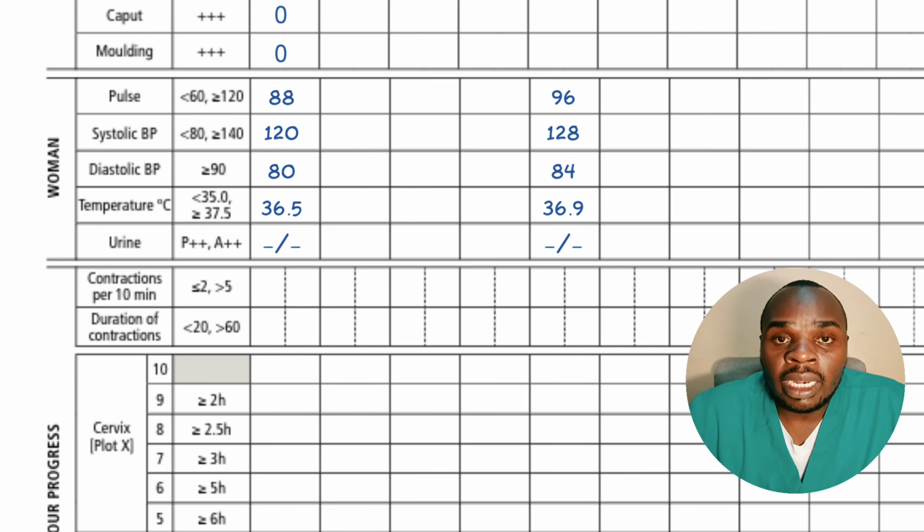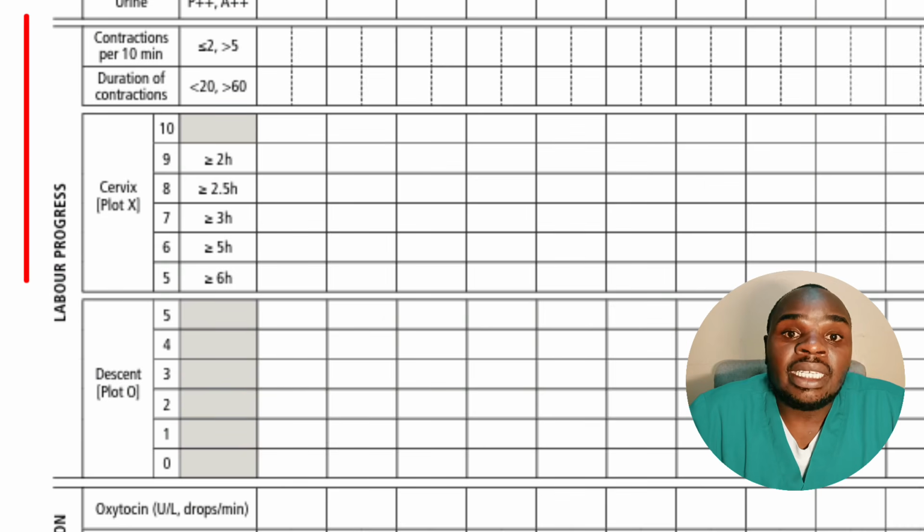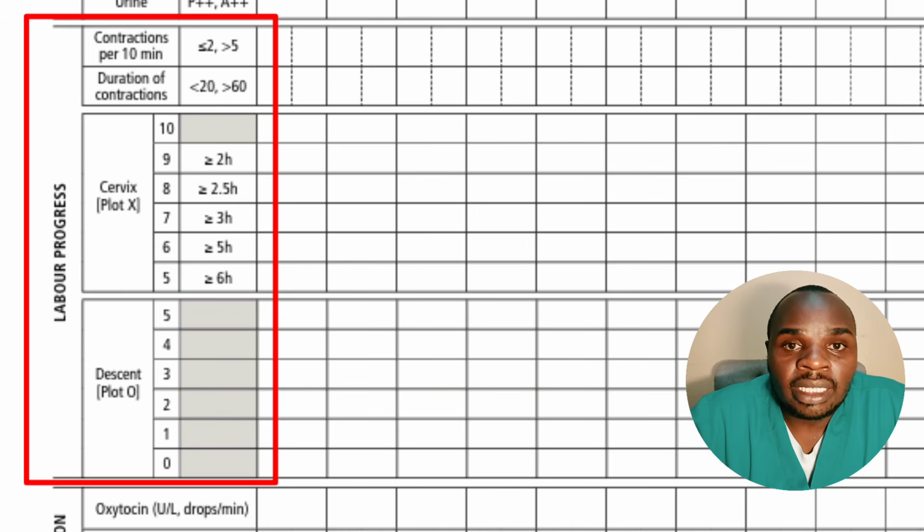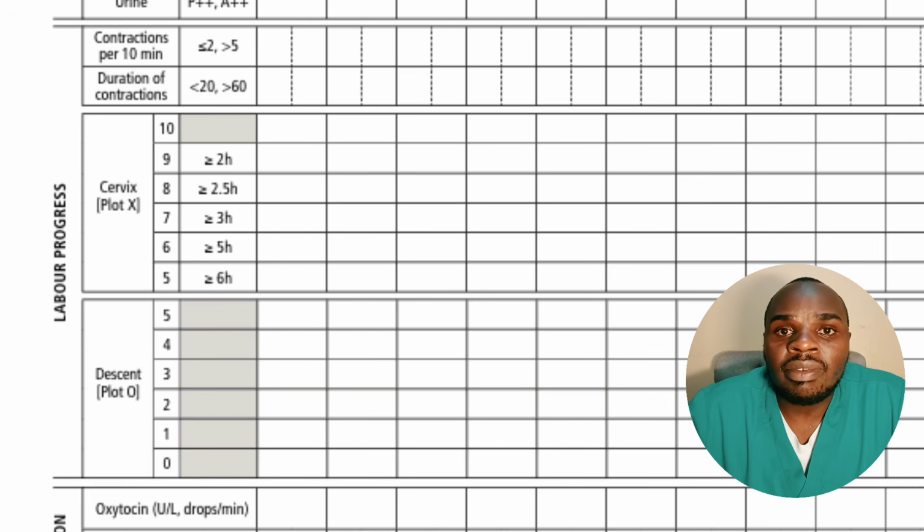Let's review now section 5. Section 5 aims to encourage the systematic practice of intermittent monitoring of labor progression parameters. Labor progress is recorded on the LCG by regular observation of the frequency and duration of contractions, cervical dilatation, and descent of the baby's head. Let's look at the example. The date is still June 7, 2020.